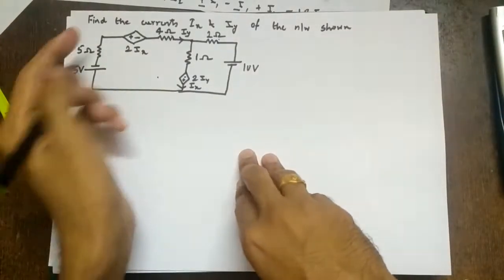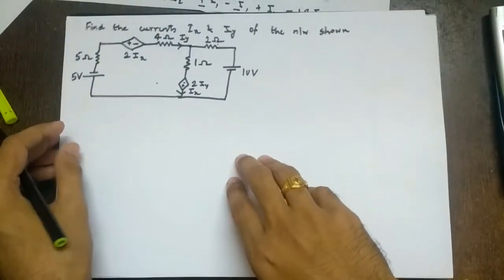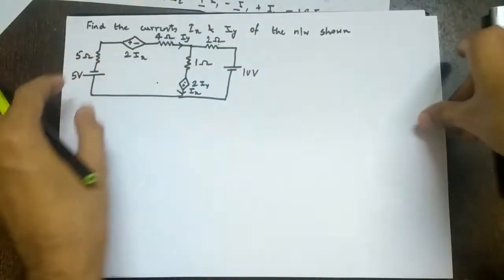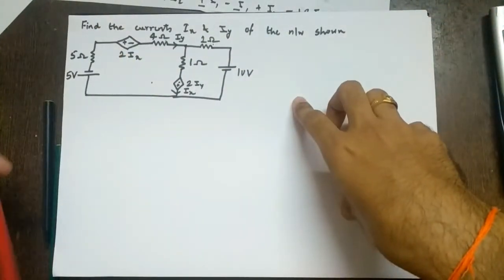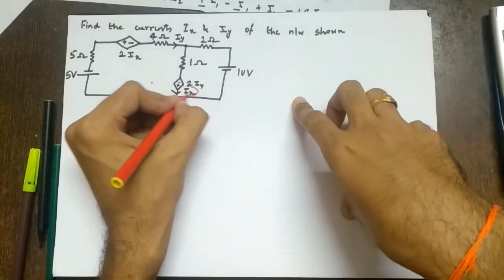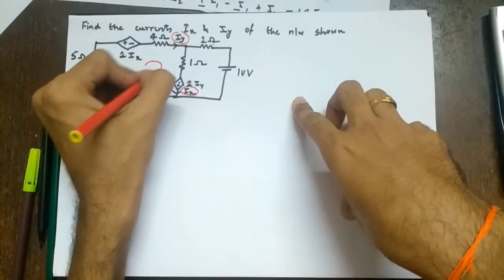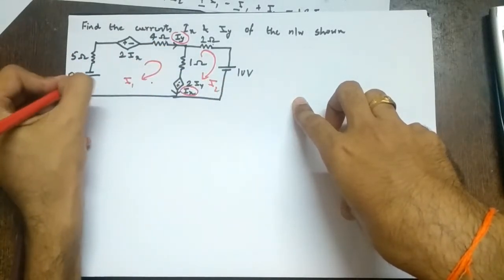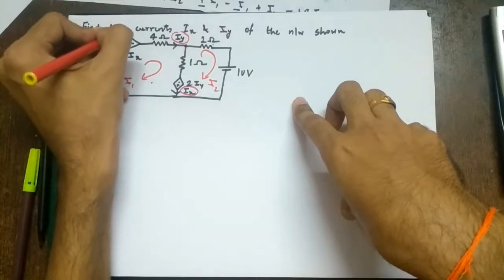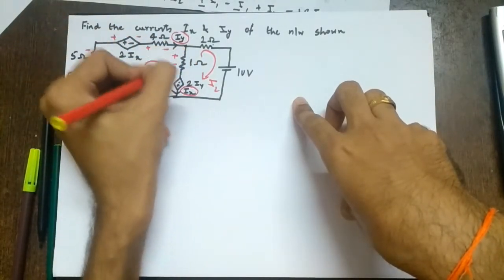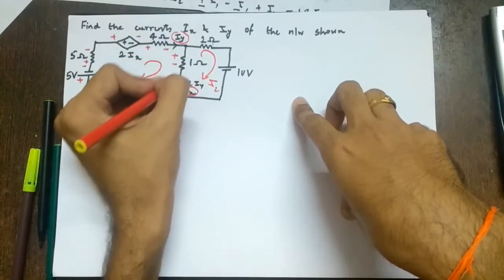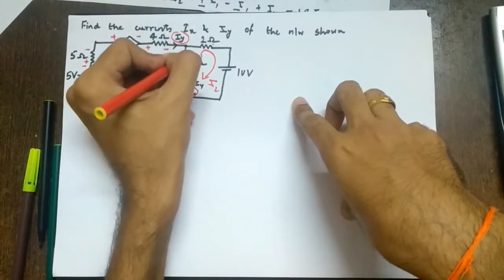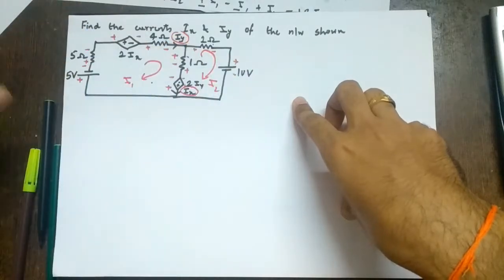So let's take one more example. Now we have a current controlled voltage source. Find the currents Ix and Iy of the network shown. Where is Ix and Iy, that we have to determine first. So this is Ix, this is Iy. What is the first thing? To assign mesh currents I1 and I2. Then assign polarities. This is minus plus, remember. When you assign from this side, this is plus minus, this is plus minus, this is plus minus, this is plus minus. Right?